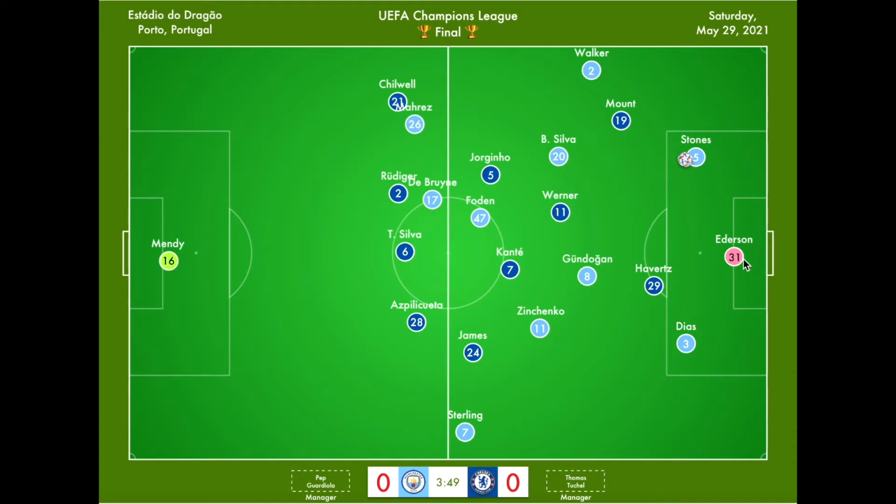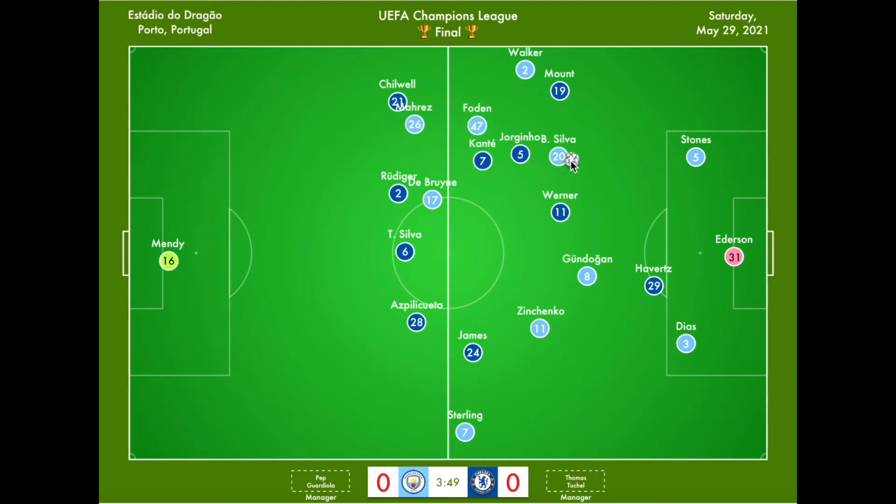So Ederson passes the ball to Stones. Stones takes a look to see if there's any options between him and Walker. There aren't because of Mount's pressing, so he distributes the ball to Bernardo Silva, and now that allows Walker to make a cut up here. Mount tries to shadow him, then Jorginho pressures Silva. That allows Foden to move into this space, and Kante starts trailing him.